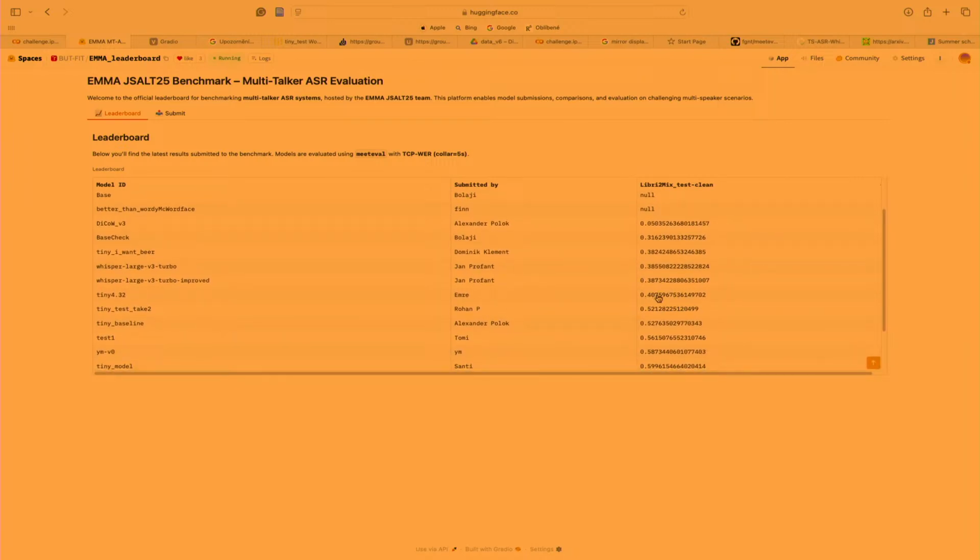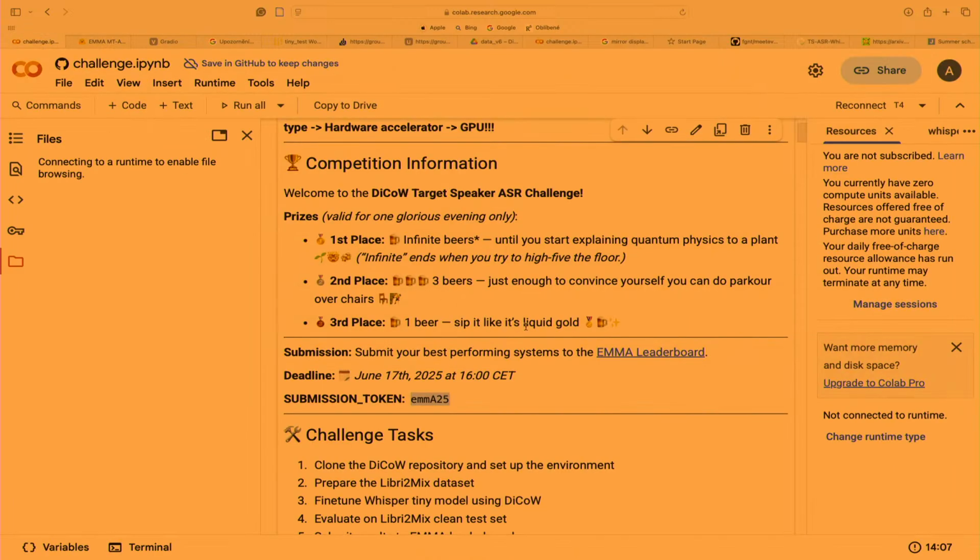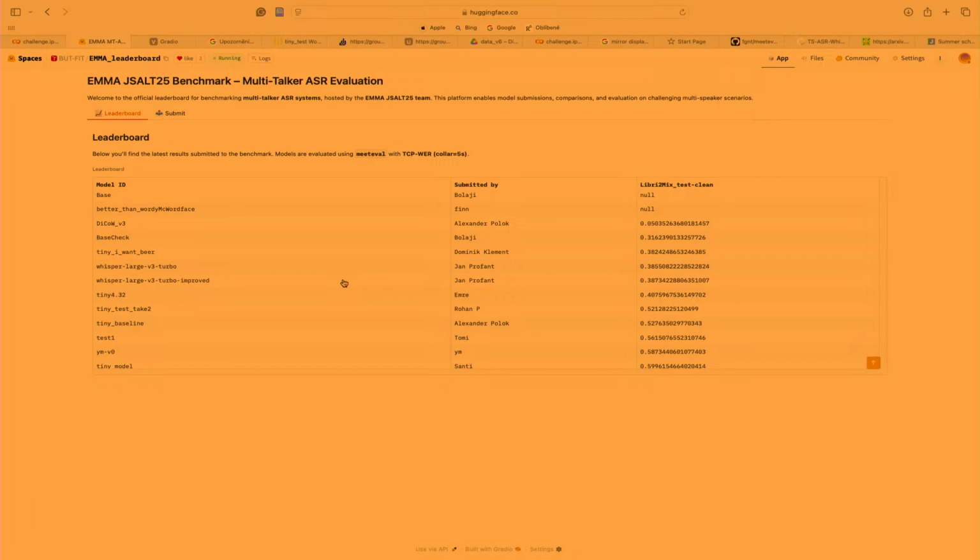Job. We have a new second place. So you are now one beer. But as it says, it will be like liquid gold. I'm using the large model, so I think it's not fair. But still, you deserve something, so let me find out.